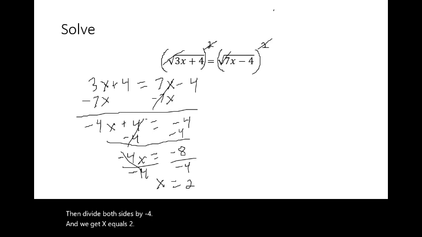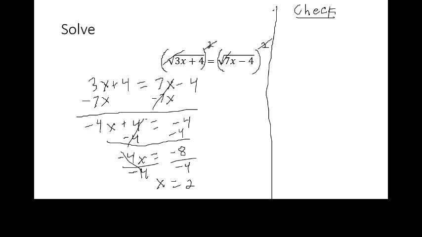Then, before you call it good, you do need to check your answer by plugging your solution, 2, back into the original equation into every single spot you see an x. So since there are 2 places where x occurs, you're going to plug a 2 in here and a 2 in here. So we're going to get the square root of 3 times 2 plus 4, and we're going to see if that equals the square root of 7 times 2 minus 4.